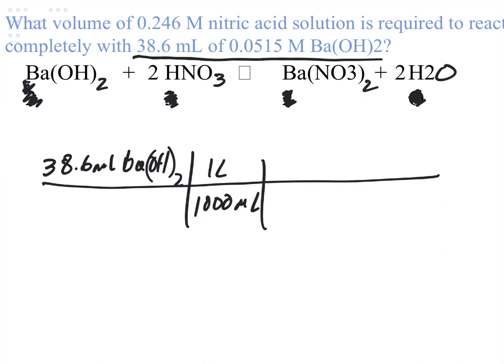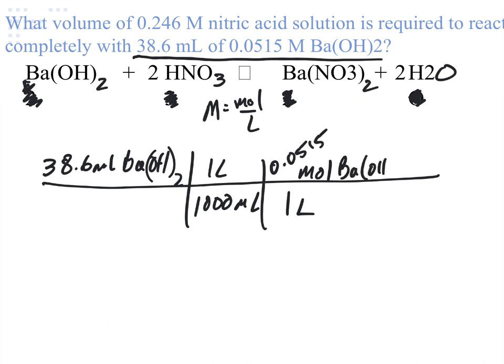And then once I have liters, if I put my liters down here in the bottom, excuse me, I can change that to moles by using the molarity. Remember, the molarity is the number of moles per liter. So if I look up at the top, they did give me the concentration of barium hydroxide. It's 0.0515 per 1 liter. And I'll go ahead and write this. Barium hydroxide.